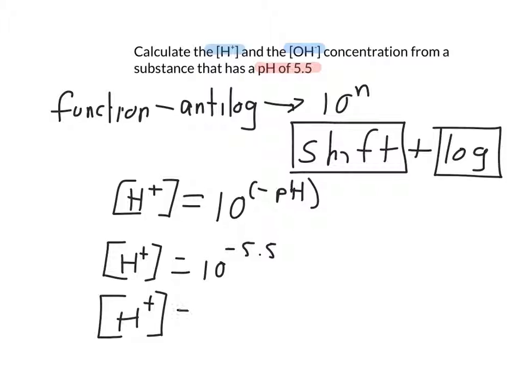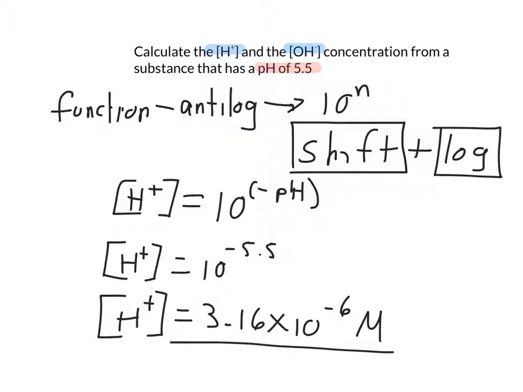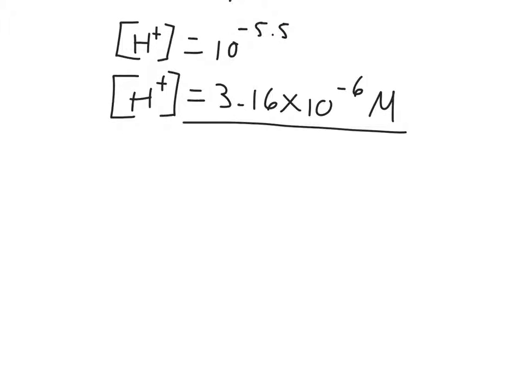So this is kind of easy, and the result is 3.16 times 10 to the power of negative 6 molar. This gives us the hydrogen ion concentration, because we have the pH as the initial data. Now, to obtain the other ion concentration, we have two options.